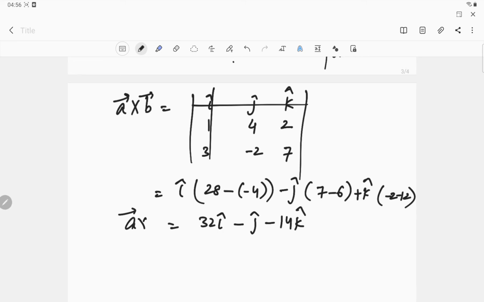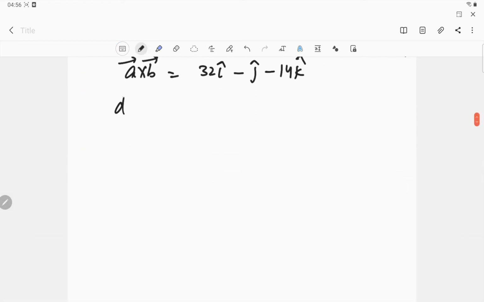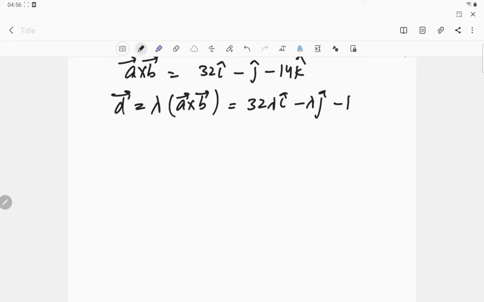This is A cross B, and D vector will be now lambda times A cross B. That means it becomes 32 lambda i cap minus of lambda j cap minus of 14 lambda k cap. This is your D vector. Now our target is to find lambda so that we can find d vector.